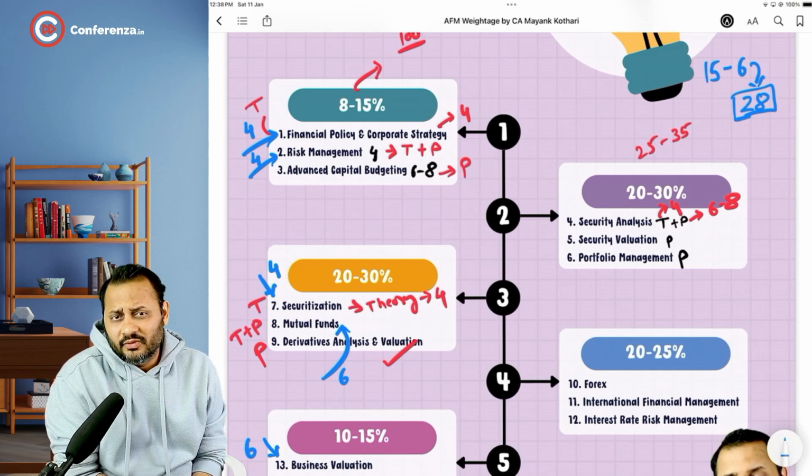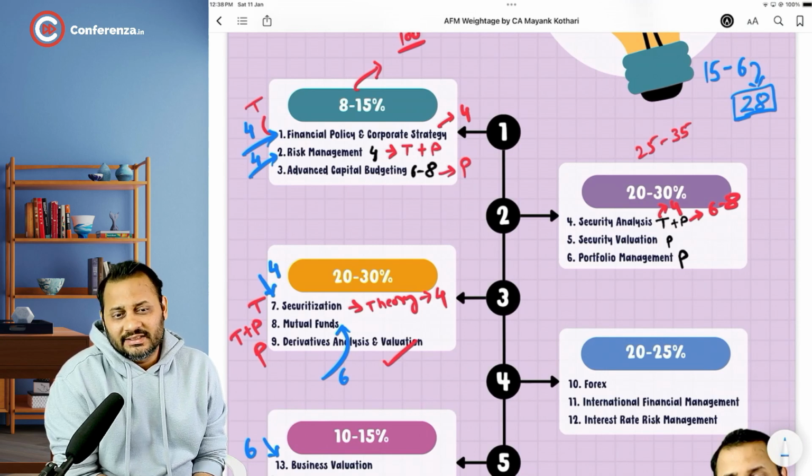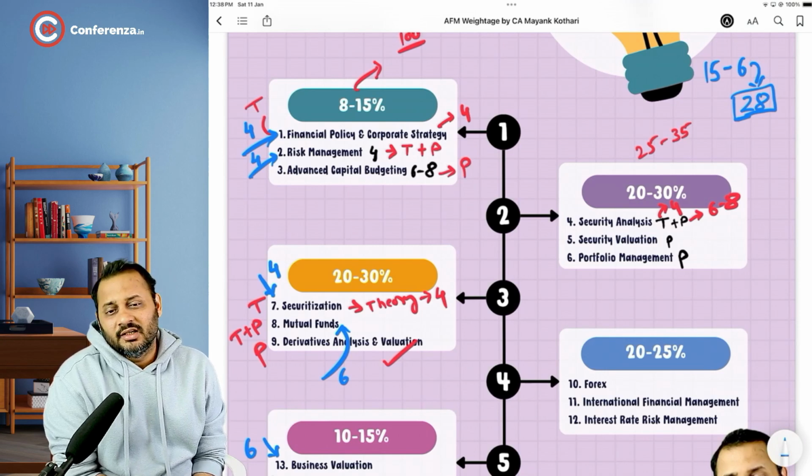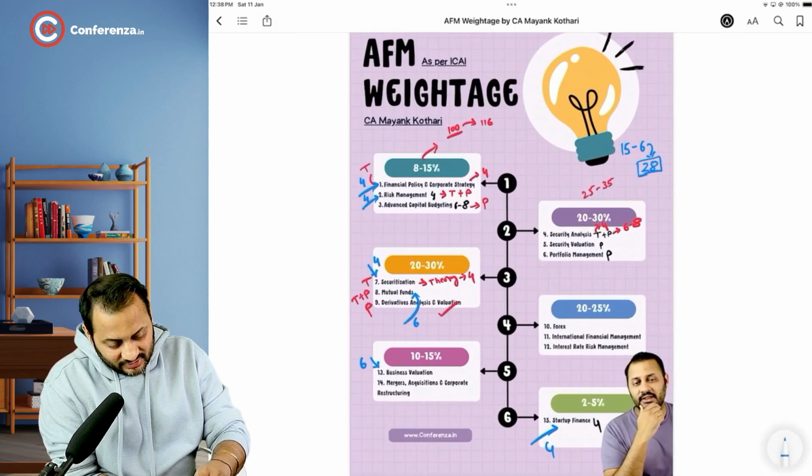because anyhow you have to score 60 marks, like the minimum that you should keep for yourself should be 60, not 40 or 50. Okay, so out of 60, 25 marks you can easily cover, and then 35 marks you have to do with a little extra effort. Okay, so this is all about the weightage.